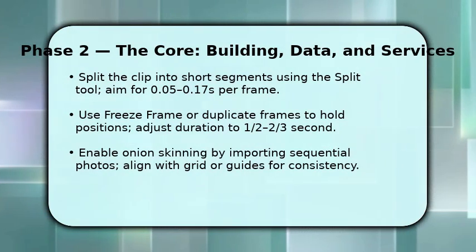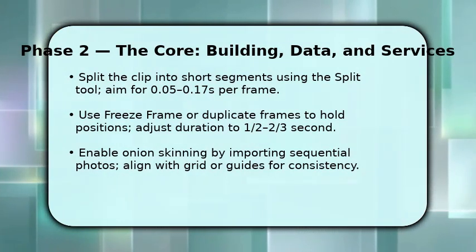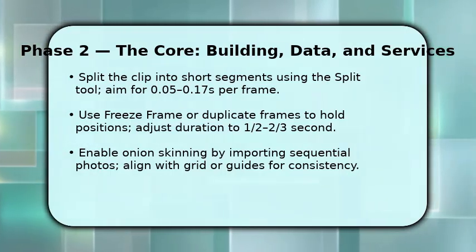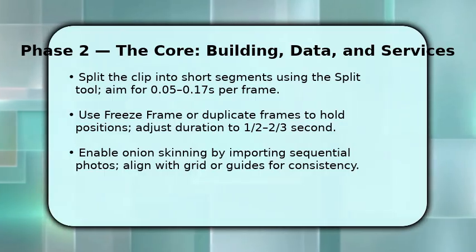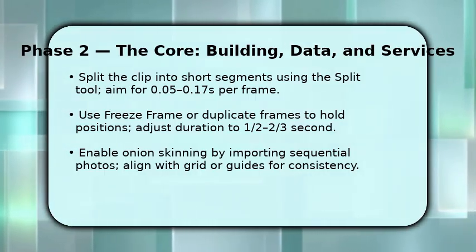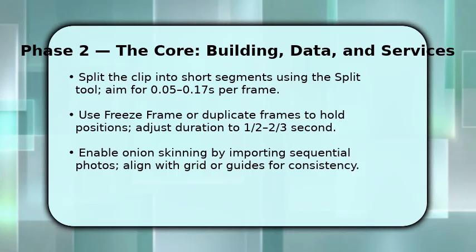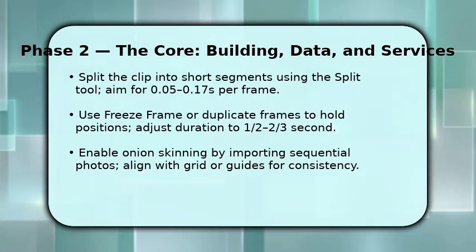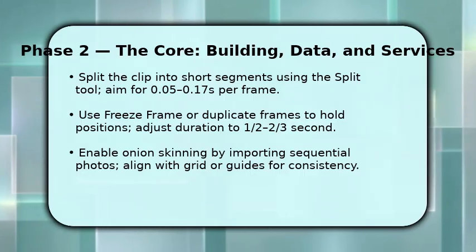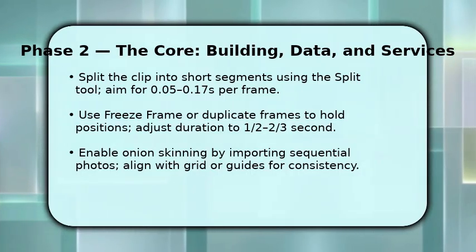You now convert motion into discrete frames. Split the clip into very short segments with the split tool, targeting about 0.05 to 0.17 seconds per slice for a choppy, stop motion feel. Once split, use freeze frame or duplicate individual segments to hold each pose. Adjust duration until motion reads correctly, shorter for jitter, longer for smoother stepped motion.